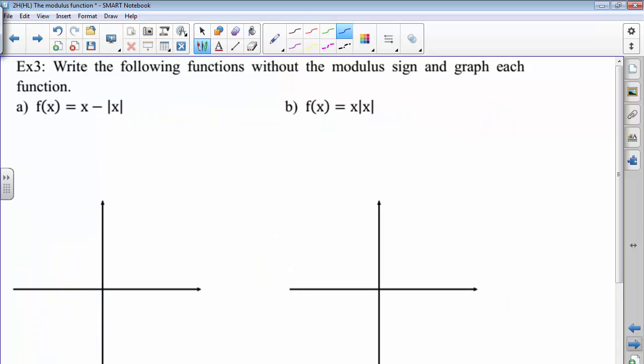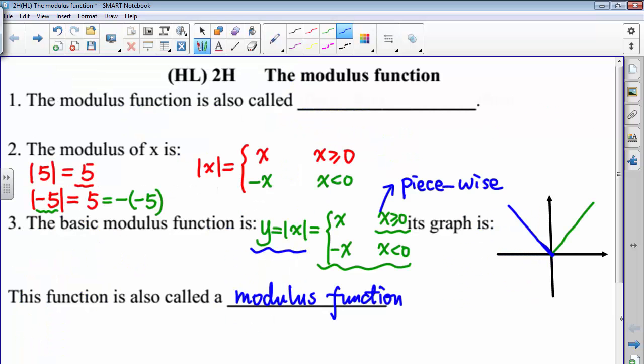Example 3. Write down the following functions without the modulus sign and graph each function. That means we need to get rid of the absolute value symbol. The first one, let's look at how I can remove these two vertical lines. I will use the modulus function definition here. I can change any modulus function to a piecewise function.